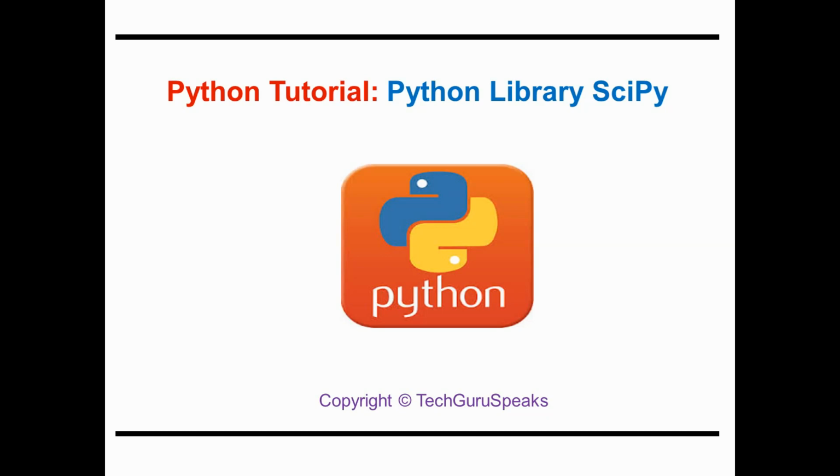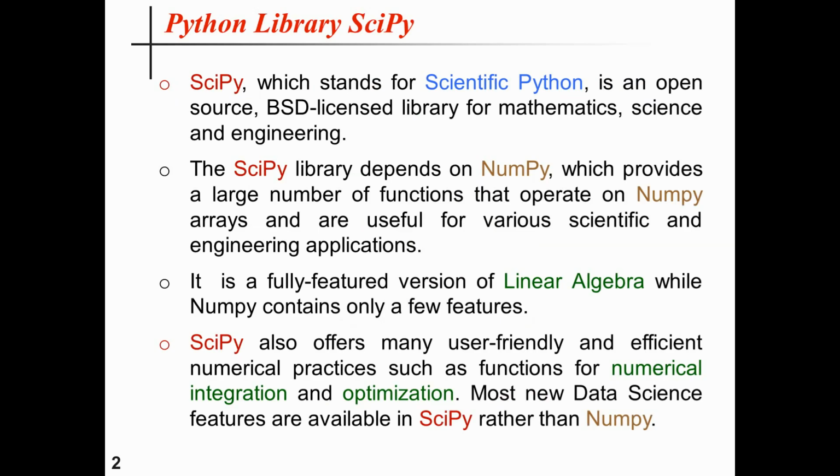Today I would like to consider one of the most important modules of Python programming, that is called SciPy, which stands for Scientific Python. SciPy is basically an open source Berkeley Software Distribution, that is called BSD, licensed library for mathematics, science and engineering applications.